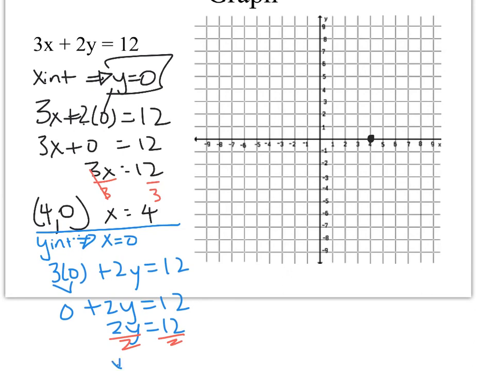y equals 6. So that is actually the coordinate (0, 6), because my y has a value when my x is 0. So I'm going to plot that on my y-axis, and then I just connect the points, and that is my line.